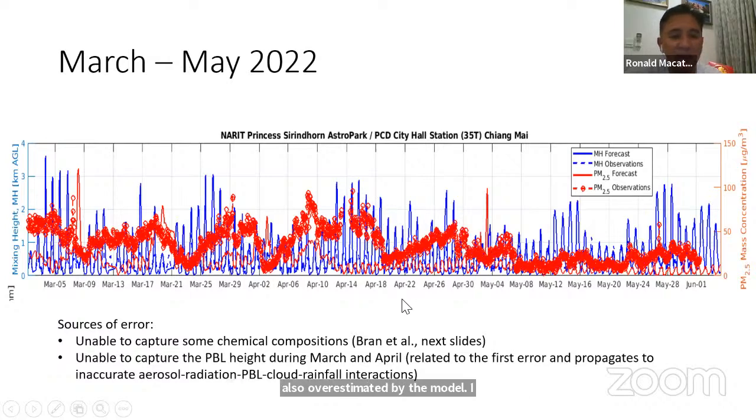Some of the sources of error that we can think of, based on what Sharon did in his paper, which I will also show a bit, are that probably some chemical components weren't captured. And because we couldn't capture some of these chemical components, that probably propagated to inaccurate aerosol radiation, PBL and cloud interactions, and up to rainfall.